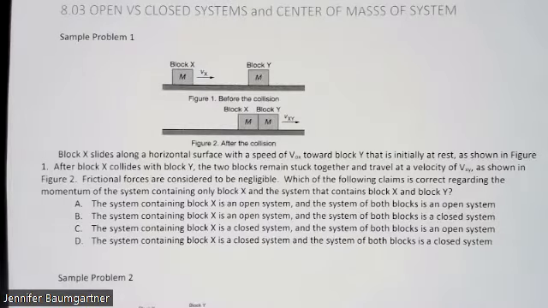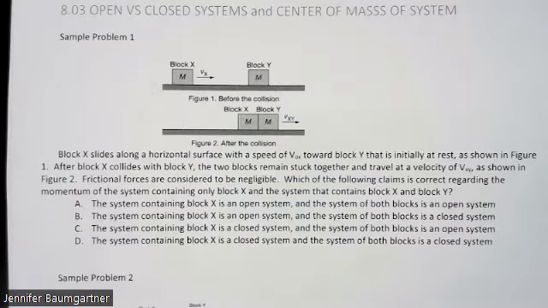Right, this is our third topic in our momentum chapter, and we're going to talk about open versus closed systems and what happens to the center of mass of a system during a collision. Now, we've talked about open versus closed systems before in the chapter on work energy. We defined an open versus a closed system.